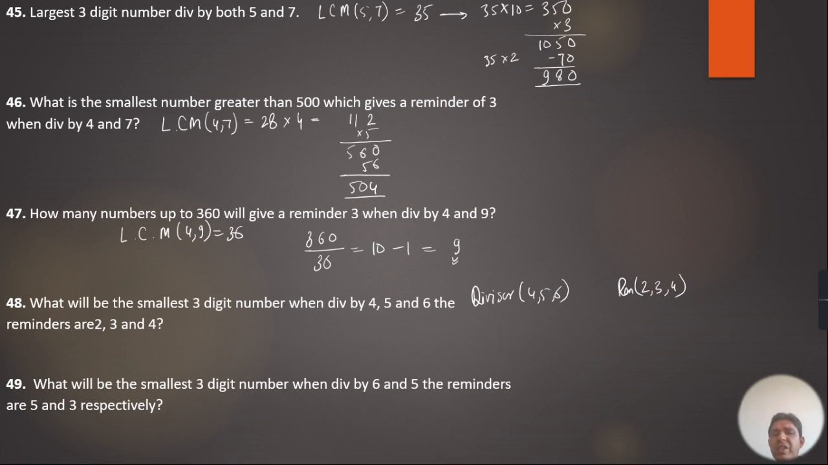If the difference between divisor and remainder is the same in each case, like if we check, the difference of 4 and 2 is 2, 5 and 3 is 2, 6 and 4 is 2, right? Then what we have to do is take the LCM or any multiple of the LCM minus the difference between divisor and remainder. If we take the LCM of all the divisors, what number do we get? We will get 60 as the LCM.